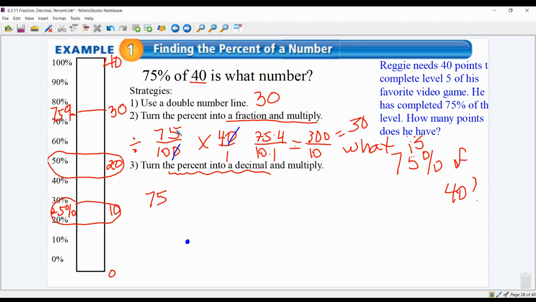If you divide 75 by 100, the decimal moves over 2 places. There's my naked number. I'm going to put a 0 in front of it. 0.75 times 40. I type that into the calculator and I get 30. Okay, cool. Let's look at another problem.